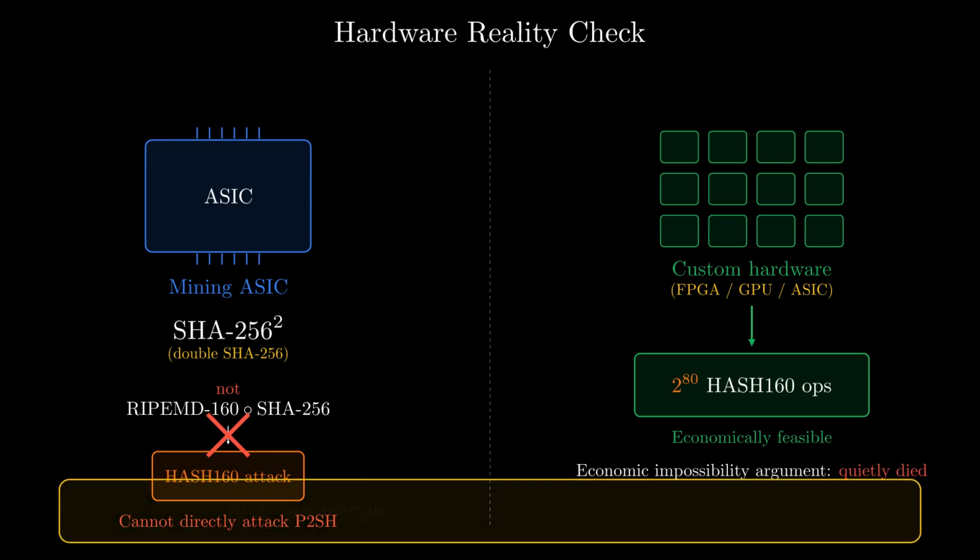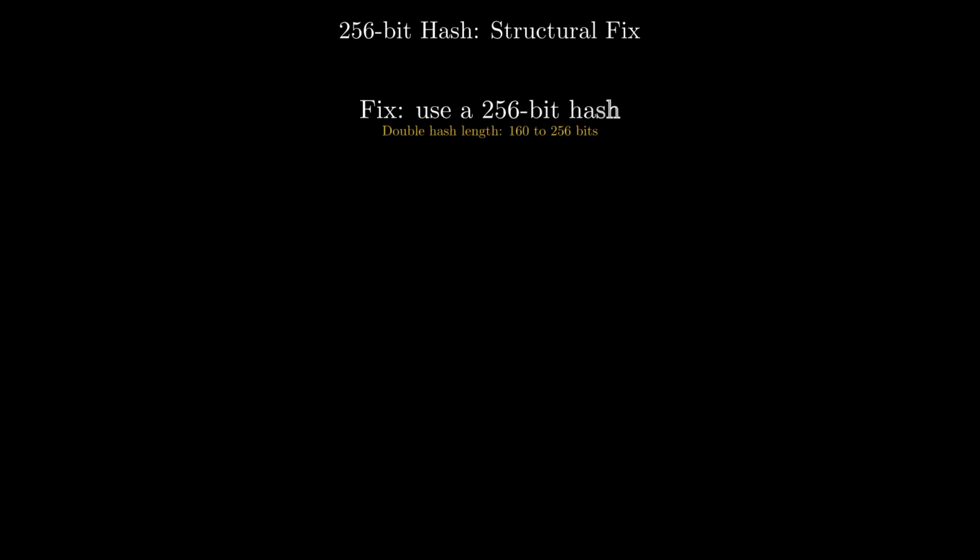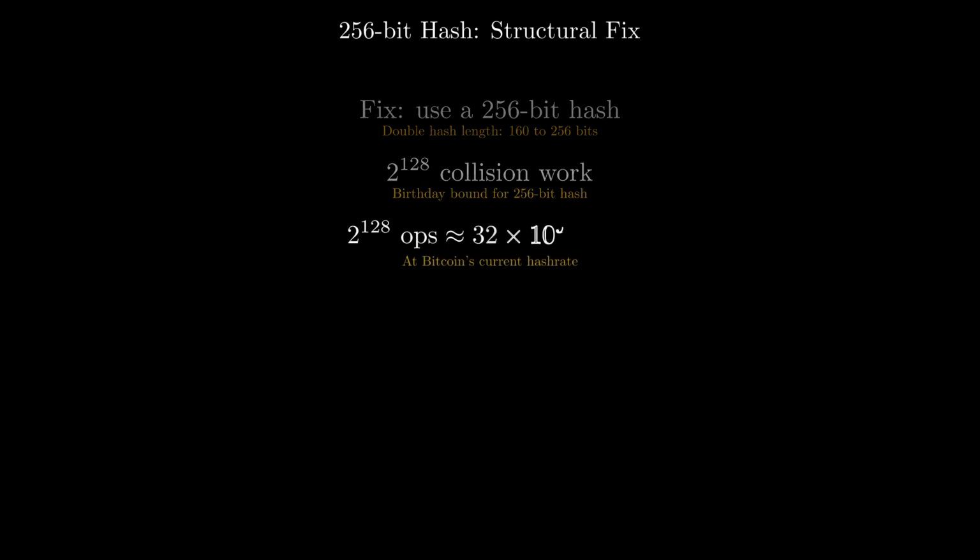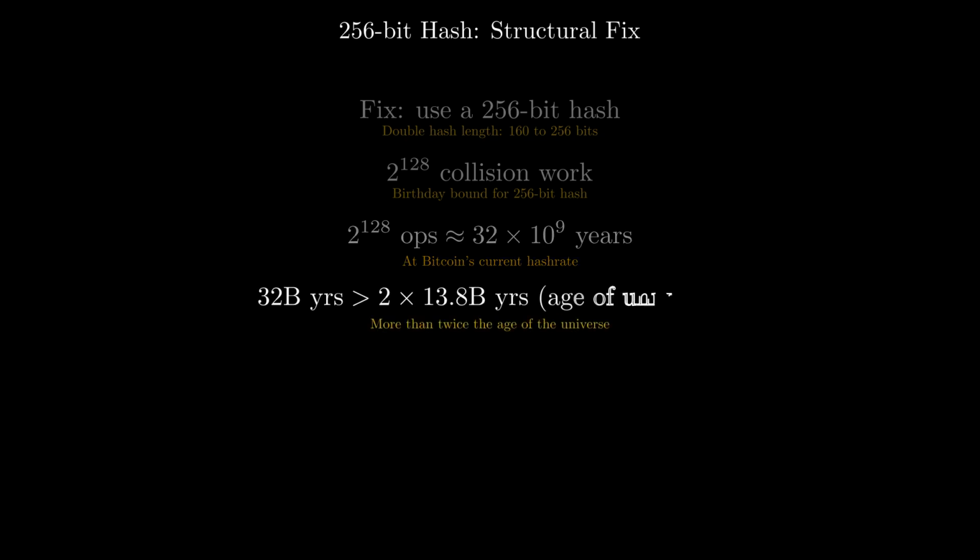80 bits of security was fine in 2012 when the Bitcoin network barely existed. In 2024, with purpose-built hashing hardware everywhere, it's an unsettlingly thin margin. And that's exactly why the protocol moved on. The fix is structural. Use a 256-bit hash. Collision resistance jumps to 2^128, which would take today's entire Bitcoin mining network roughly 32 billion years. That's more than twice the age of the universe, which is about 13.8 billion years.